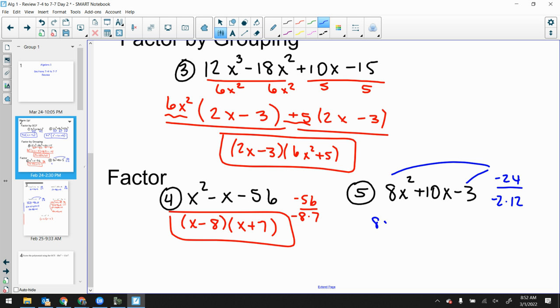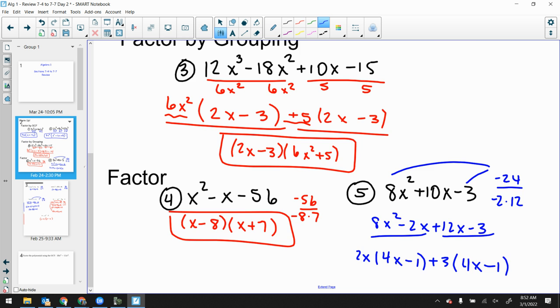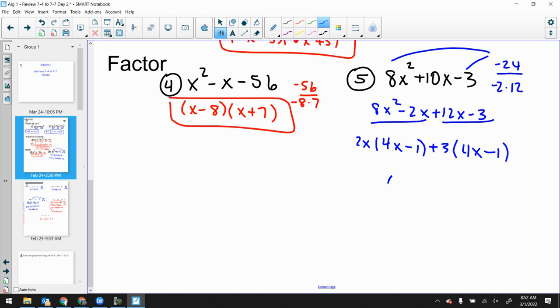So 8x squared minus 2x plus 12x minus 3. All right, pull out the 2x, leaving a 4x minus 1. Pull out a 3, leaving a 4x minus 1. So just finishing it off, the common binomial is the 4x minus 1. The leftover pieces are the 2x plus 3.